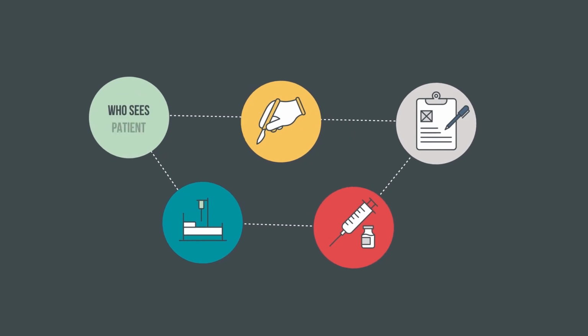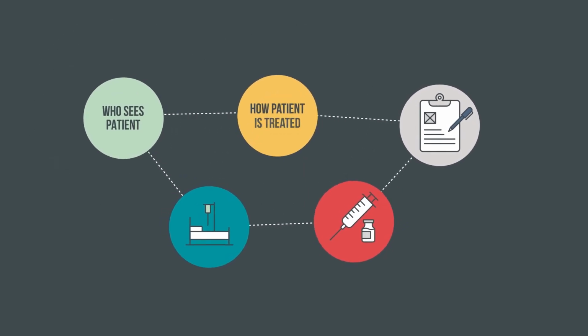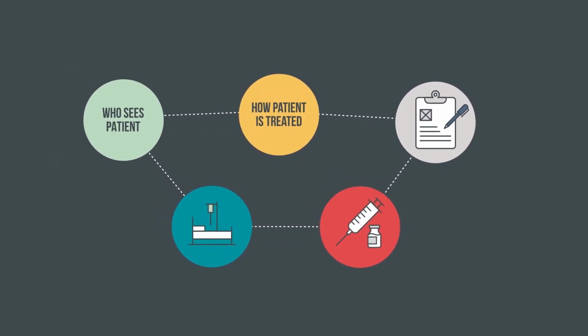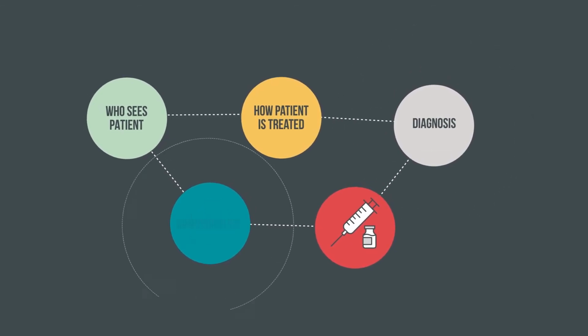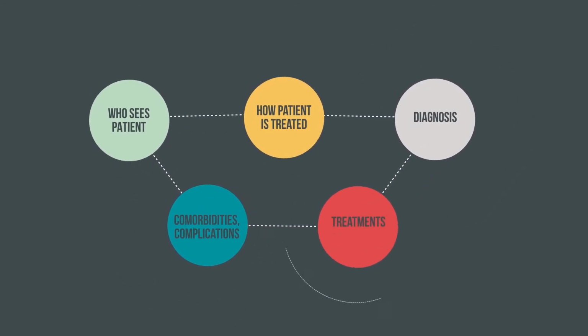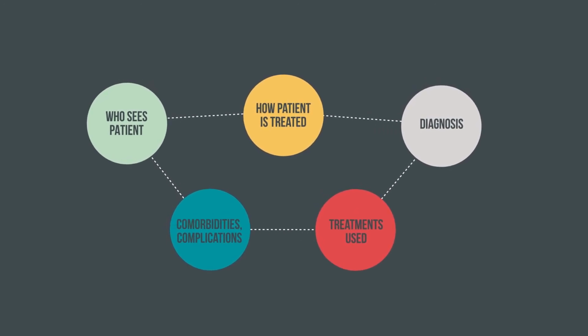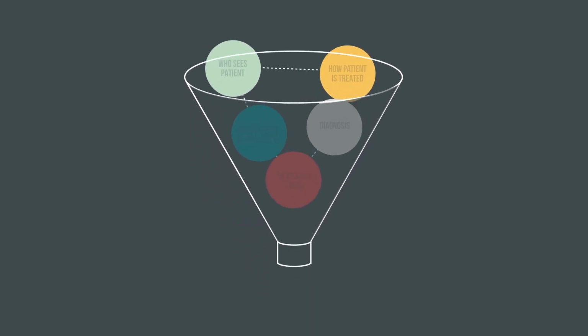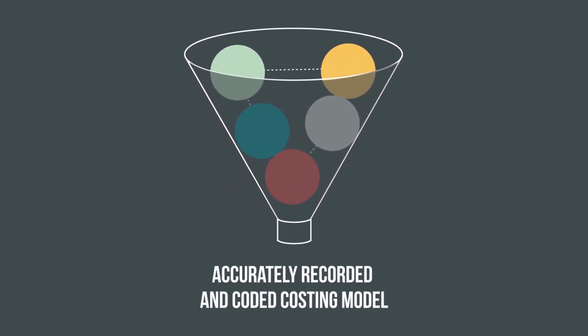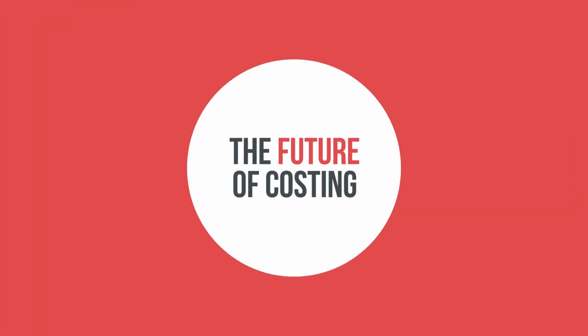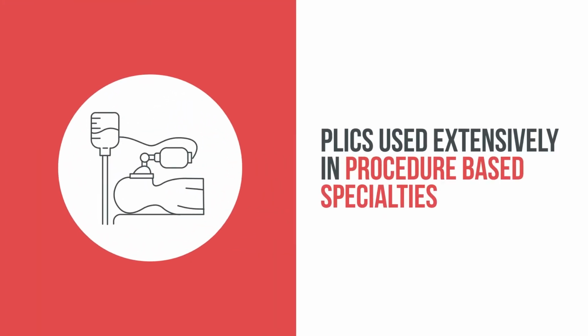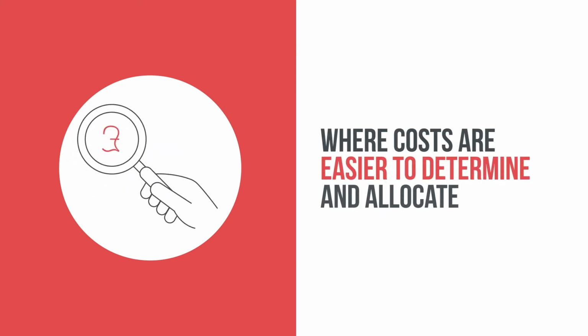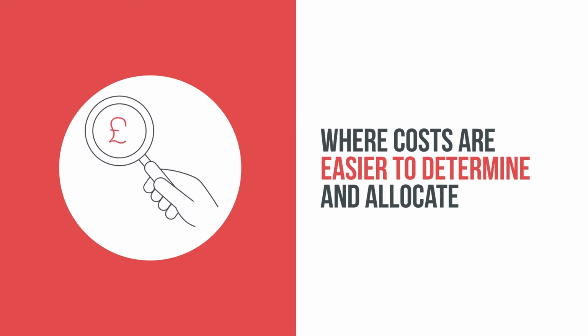Data required for this includes who sees the patient, how the patient is treated and what they are treated with, their diagnosis, comorbidities, complications, and what treatments have been used in interventions on that patient's journey. To ensure this is a robust data set, each of these stages need to be accurately recorded and coded. The future of costing. So far, the implementation of PLICS has been most extensively used in procedure-based specialties, where costs are easier to determine and allocate.